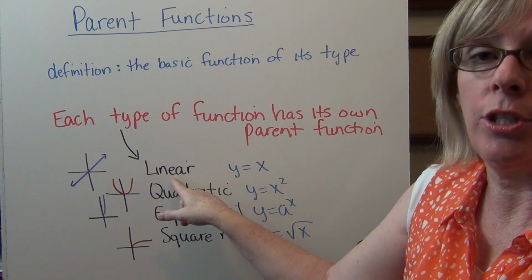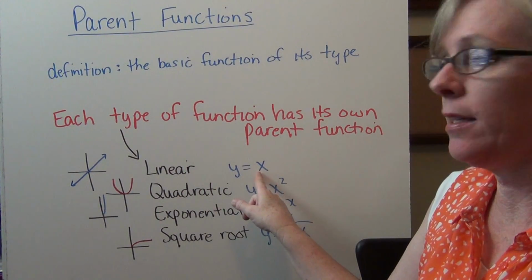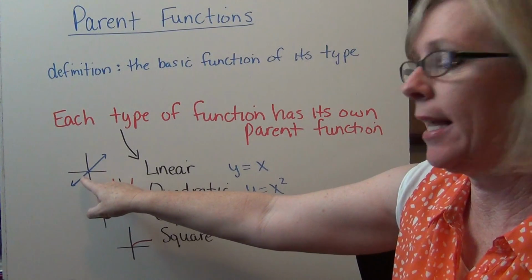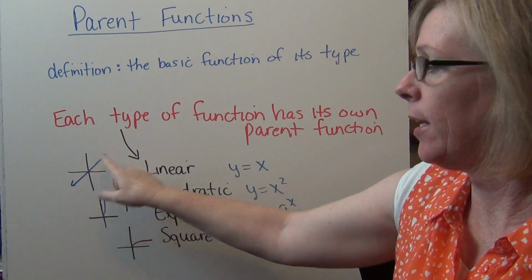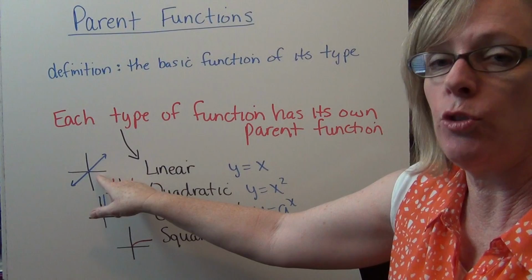There's a linear function. The parent function of a linear function is simply y equals x. There's no m, there's no b, y equals x, and it looks like this. Straight through the origin, 45-degree angle cutting right through the quadrants. That is the parent function of the linear, making the straight line.